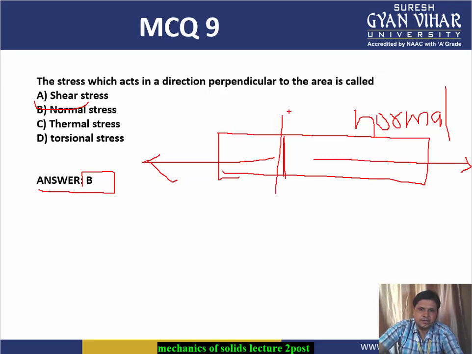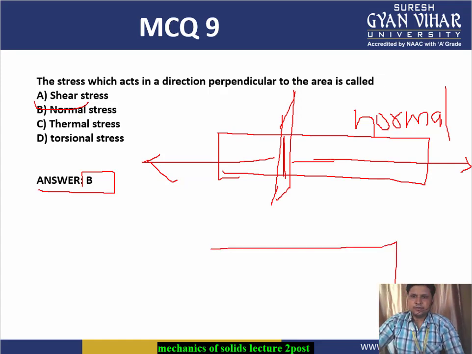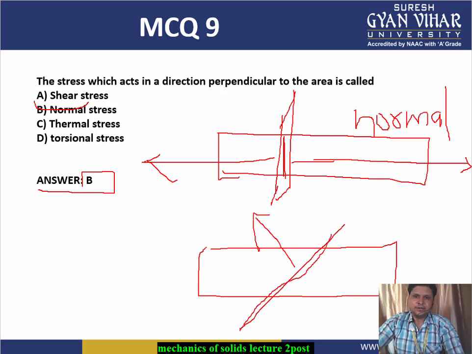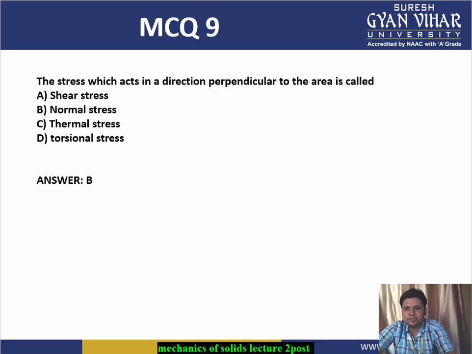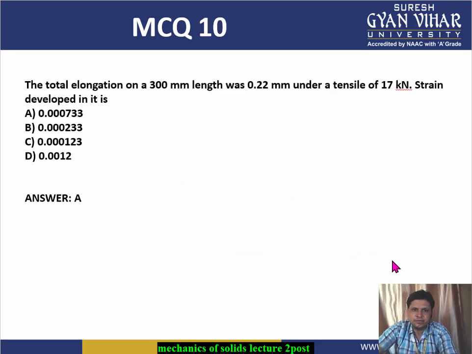All right, this is the area, and the stress perpendicular to any area is known as your normal stress. If your area concerned is like this, then the stress which will be perpendicular to this area, let this be the area of the portion, then stress in this direction will also be known as normal stress because it is perpendicular to the area concerned. All right, so I hope you have understood. Now coming into the next multiple choice question.